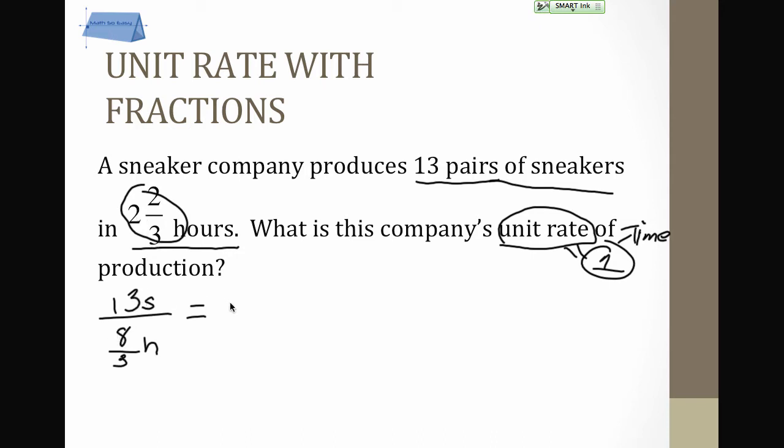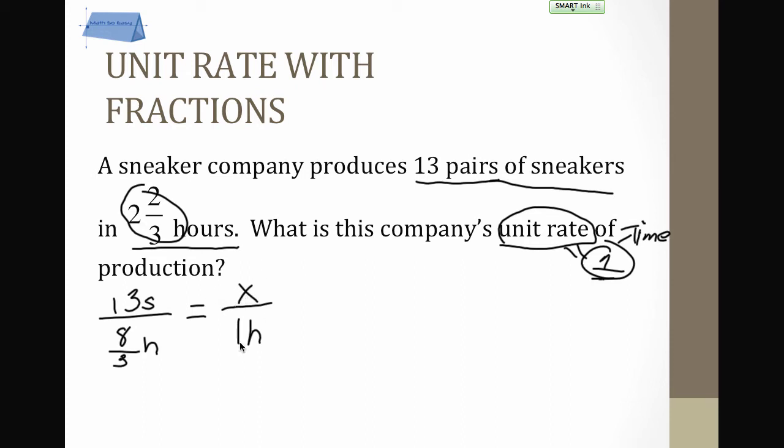All right. So we want to know the unit rate. That's 1. So we want to know how many pairs of sneakers they make in 1 hour. So in 1 hour, they make X amount of sneakers. We have to find this out. How do we know the 1 goes on bottom? Because we have our hours here on bottom. We got to keep hours with hours and sneakers with sneakers. All right? So that's very important.